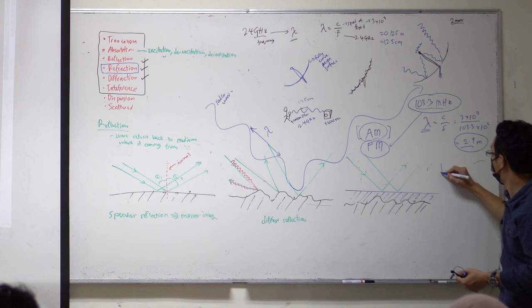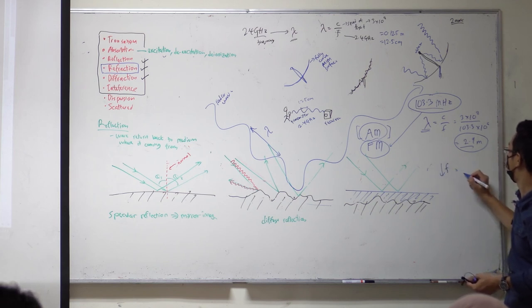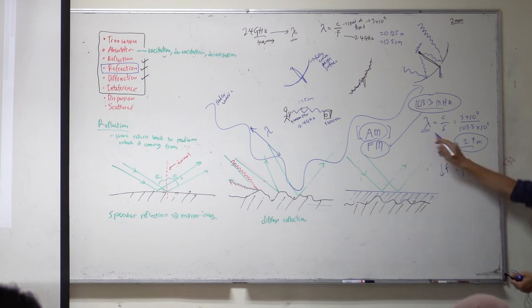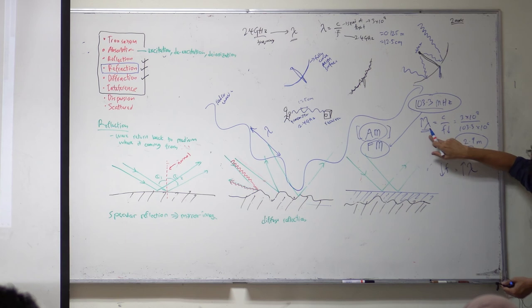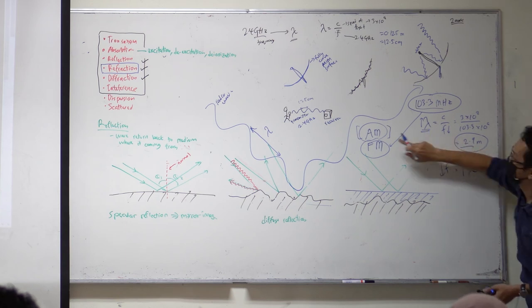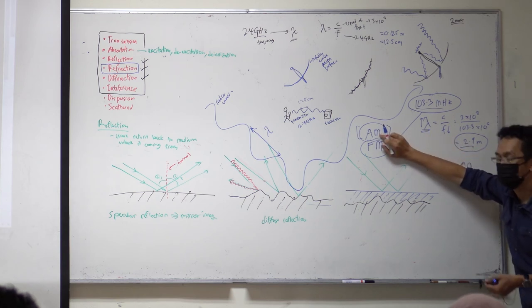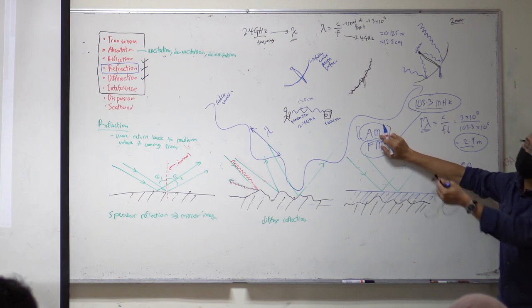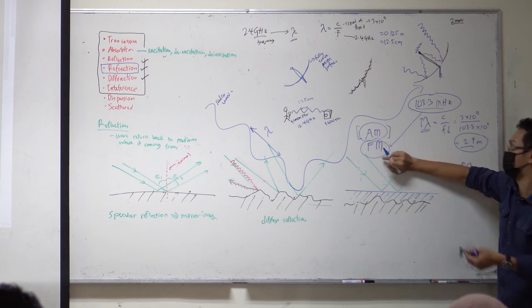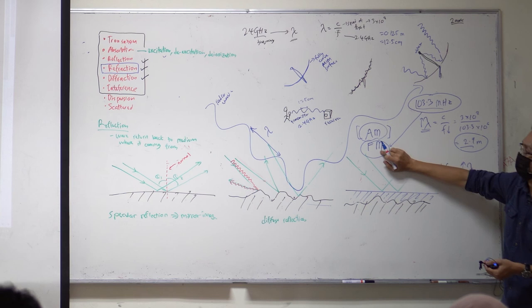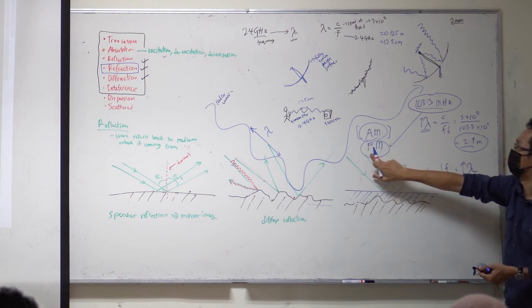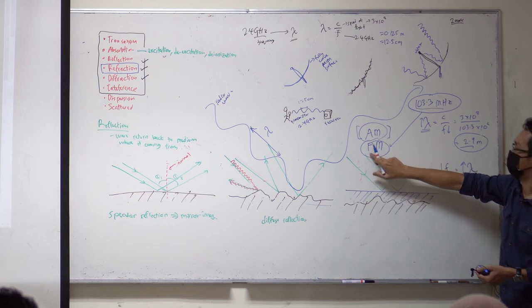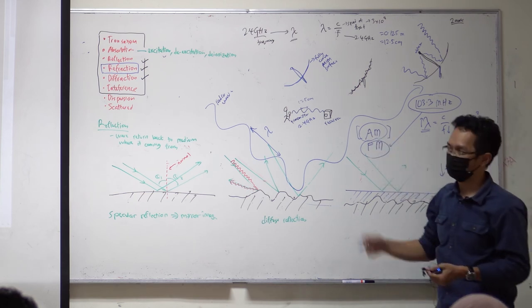Because when you have low frequency, that means you have high lambda, high wavelength. So that's why with AM, even if you are in the woods or jungle, you can still get the signal, but you cannot get the signal for FM. The A and F here stand for amplitude and frequency: amplitude modulation, frequency modulation, but we don't talk about that.